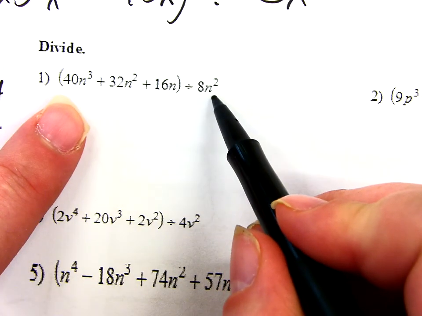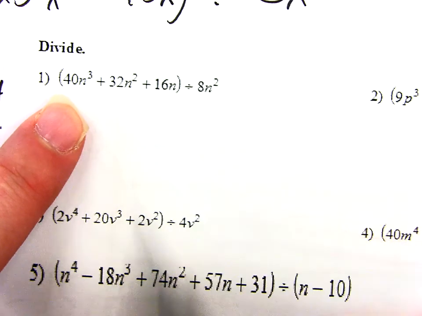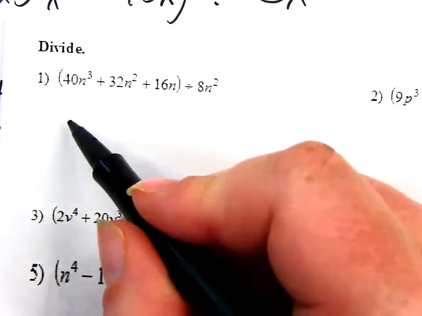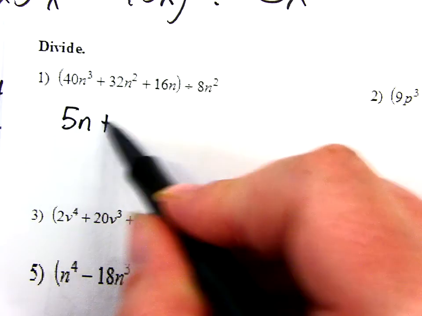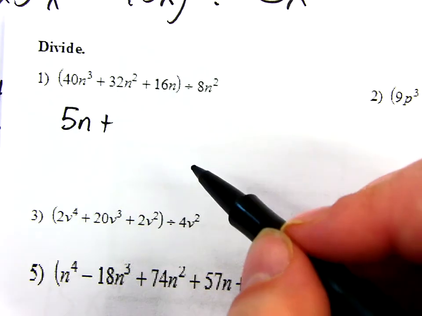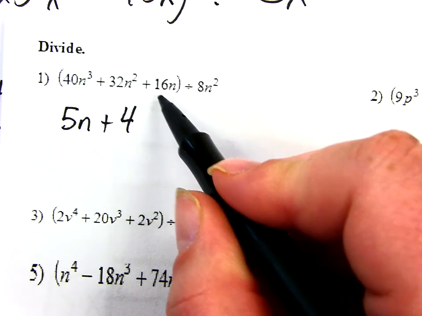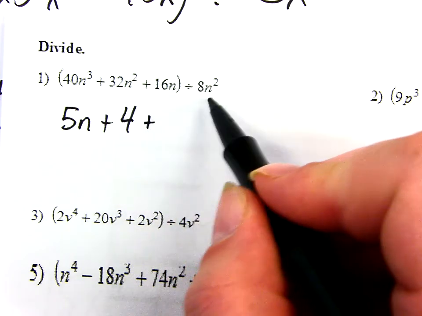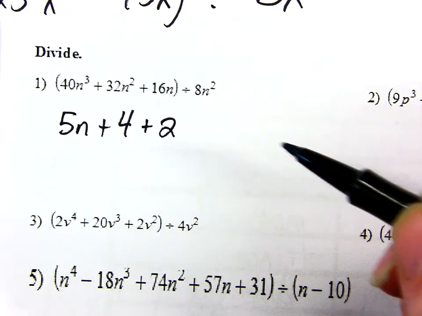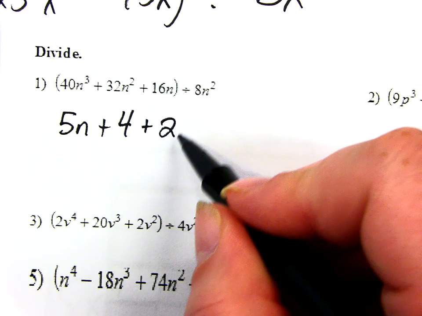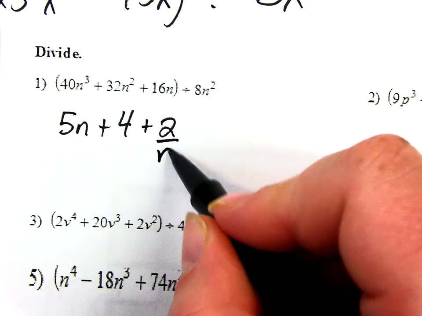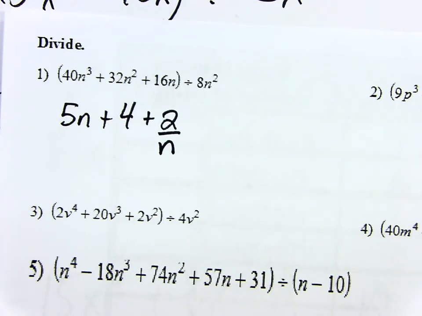Okay. 8n squared divided by the 40n to the third. That's going to leave me with 5n. 8n squared divided by the 32n squared? 4. And now I'll have 16 divided by the 8, so that's 2. And then what happens with my n's? I'll have n to the negative 1, so that means I'm going to have an n in the denominator. That's it.